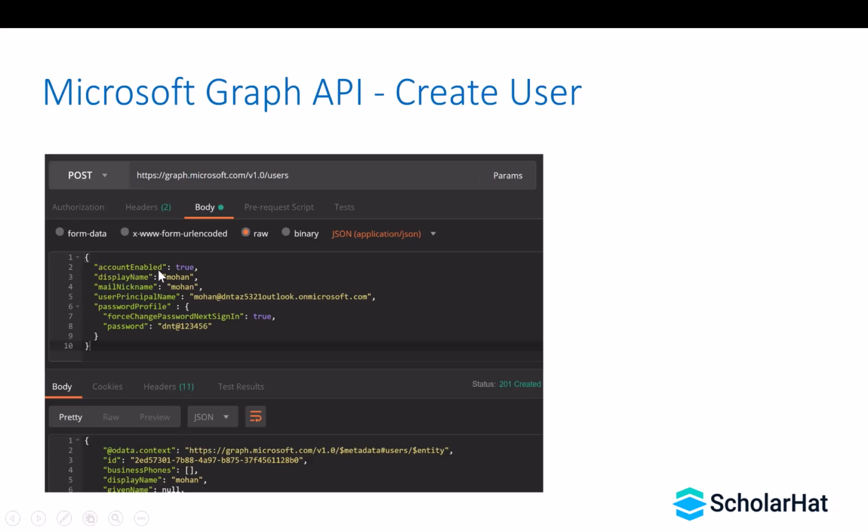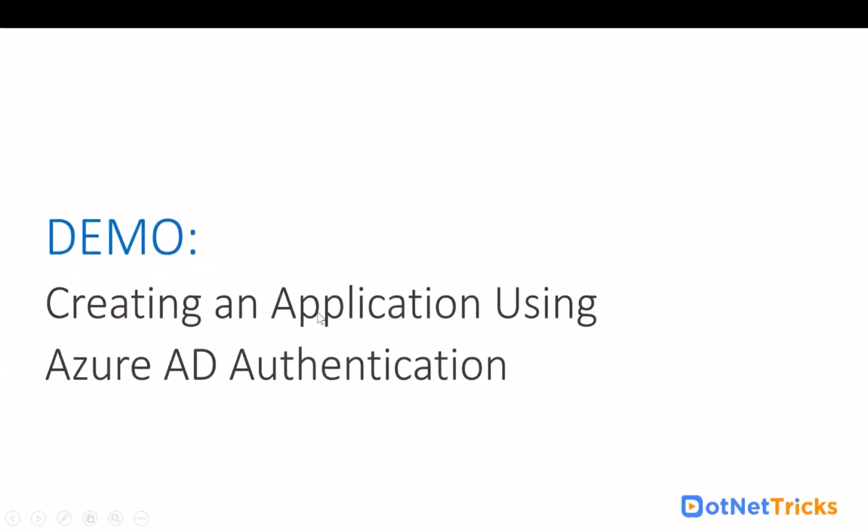Like we have accountEnabled true so that the user can log in, displayName, mailNickname, userPrincipalName, and we have a passwordProfile. This option is optional here, let's say forceChangePasswordNextSignIn. Whenever this user logs in, if you want to force the user to change the password, you can make it true. Otherwise you can leave it as it is. Then mention the password using special characters, numbers, and small case letters. So these are the things you need to pass. Apart from this, make sure you are passing the token also. So let's see how we can create this user.